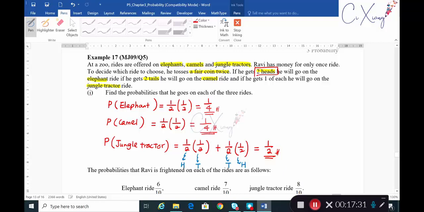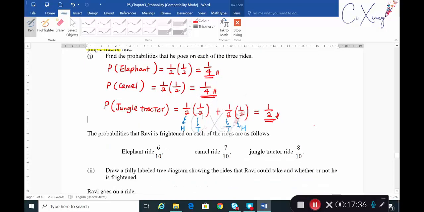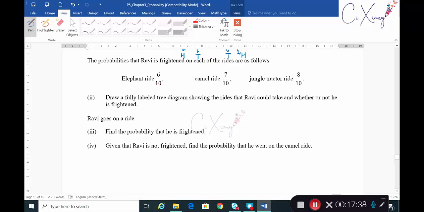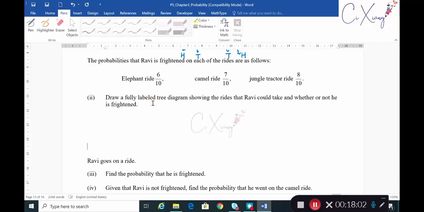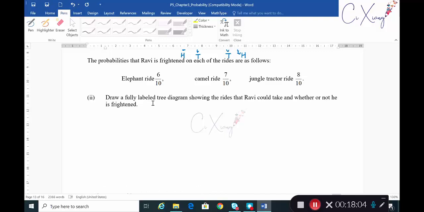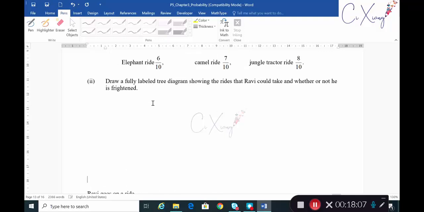Alright, so we completed the first part here. Then now if we proceed further, the probability that Ravi is frightened on each of the rides are as follows. So these are actually the probability that Ravi is frightened when he gets on the elephant ride, 6/10. When he gets on the camel ride and he feels frightened is 7/10, and so on. Now they want you to draw a fully labeled tree diagram showing the rides that Ravi could take and whether or not he is getting frightened.